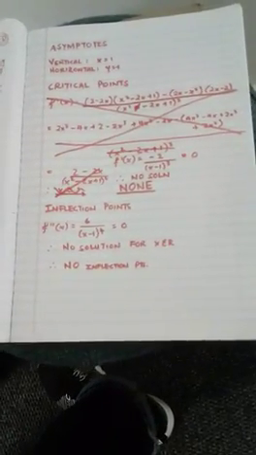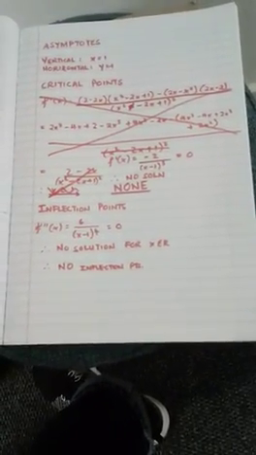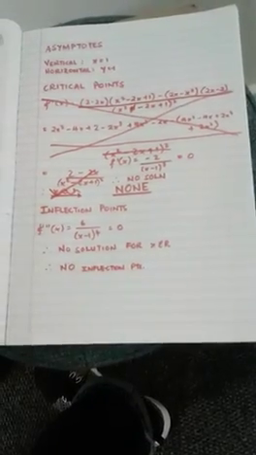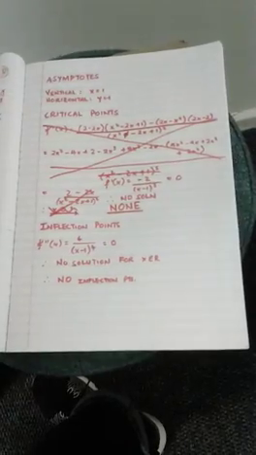And then now, the last thing, inflection points. We solve for the second derivative and we make that equal to 0. And when we do that, we find that there is no solution either. So that means there are no critical points and no inflection points on this graph.